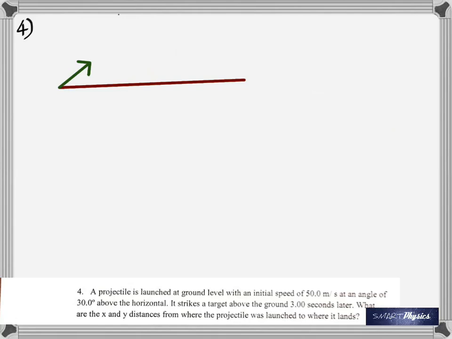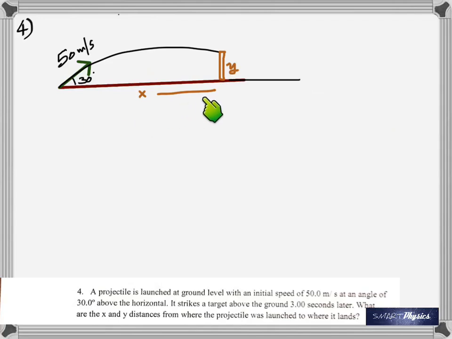This one says a projectile is launched at ground level with an initial speed of 50 meters per second at an angle of 30 degrees above the horizontal. Strikes a target above the ground 3 seconds later. What are the x and y distances from where the projectile was launched to where it lands? So that's how the projectile goes. Okay, now the diagram is right. It strikes a target that is a little bit above the ground, so it strikes it here. So there is a y displacement and there's also an x displacement, right?